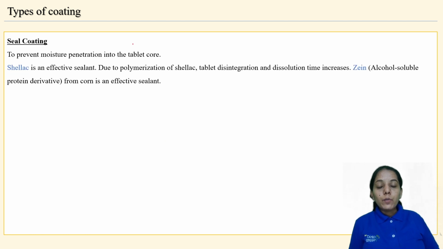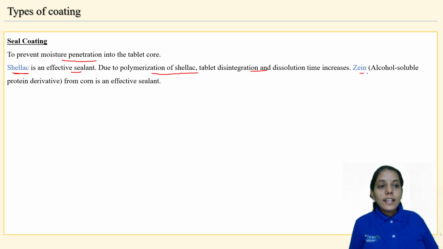Now see types of coating. What are the different types of coating? Seal coating is used to prevent moisture penetration into the tablet core. Just now we discussed that if the drug is sensitive to moisture, to avoid penetration of moisture into the core part of the tablet, we give seal coating. In that, shellac, remember this one, is an effective sealant. Due to polymerization of shellac, tablet disintegration and dissolution time increases. Definitely, coated tablets will have different disintegration and dissolution than uncoated tablets. So this was about shellac.